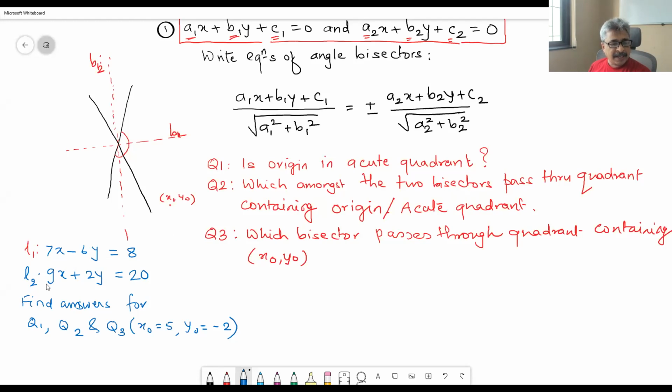Correction, second line, 9x plus 2y is equal to 20. Then the numbers of bisectors will be good, coefficients will be good. So solve this problem using these two lines. So let me get the bisectors in place and then we will work on this. I will give you sufficient time.